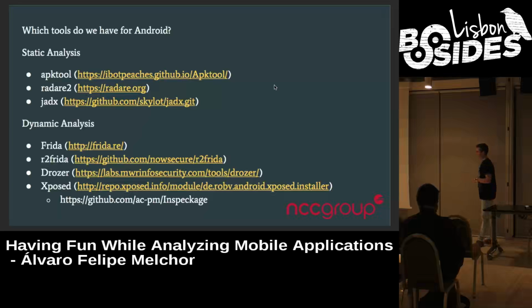Xposed is like the same as Frida, but it's written in Java. There are a ton of different modules written for Xposed, but the one that I recommend most is the Inspeckage package. You install it on your device and select the application you are interested in, and it's going to log all the activity from that application. So it's going to give you a lot of information about what the application is doing, and sometimes it throws up important info for your report.